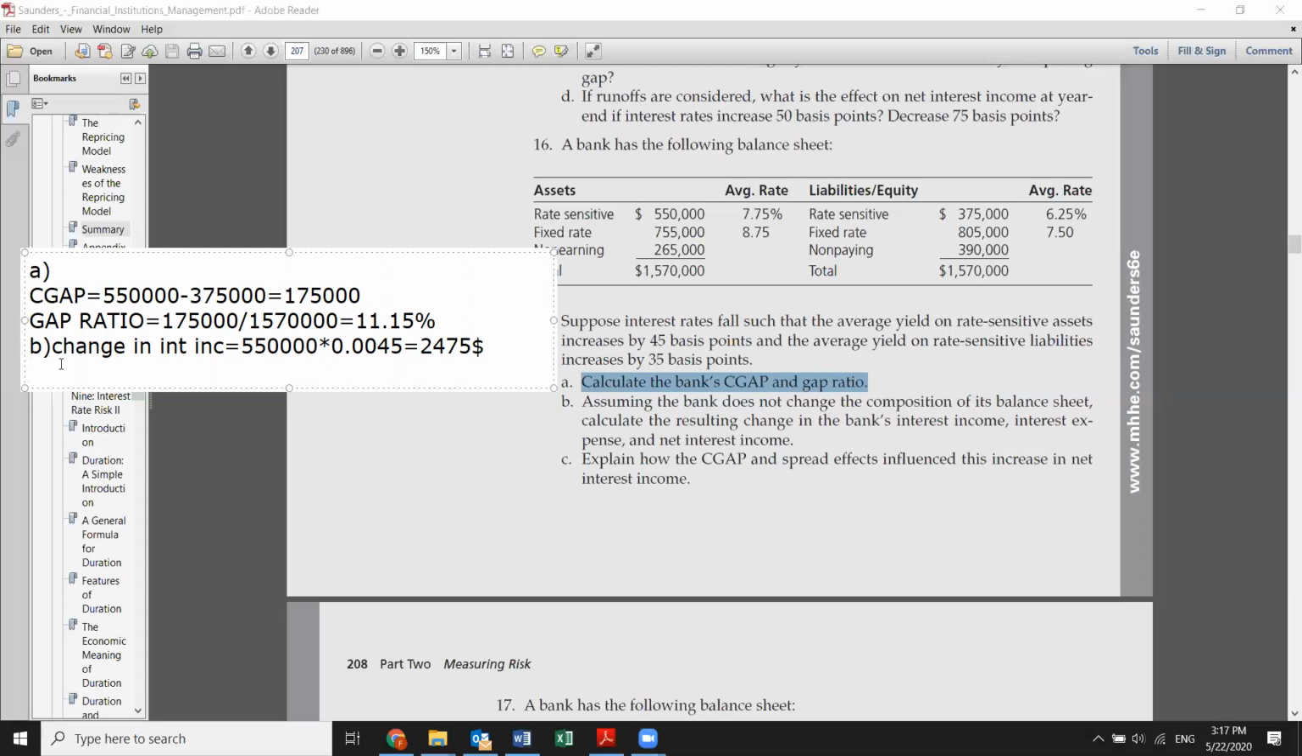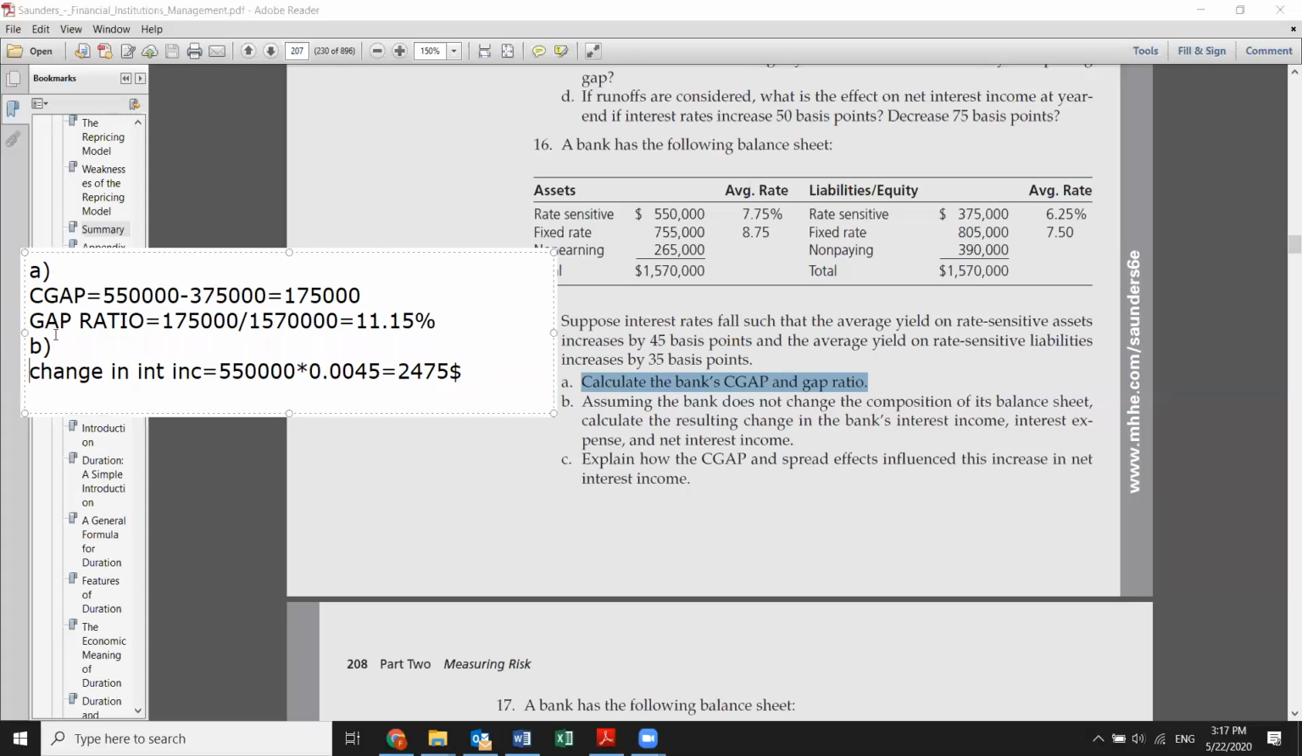Change in interest expense is equal to 375,000 times 0.0035. It is a positive number, an increase of 35. That should give us $1,312.50.